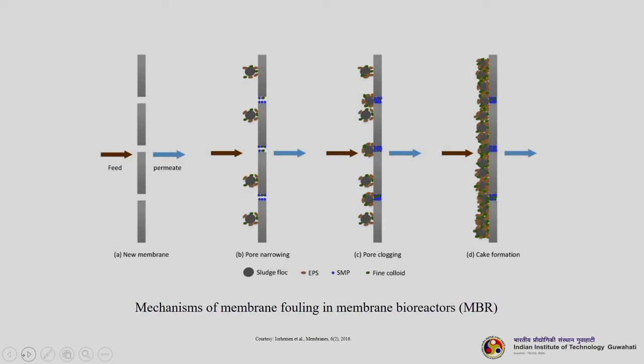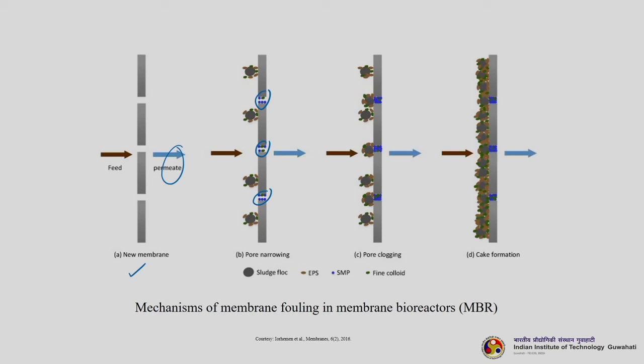So, this is the mechanism of membrane fouling in membrane bioreactors. You can see this is the new membrane, no fouling. So, you will get the cleanest of water, the flux will be very good. Once the operation has started and continues, you see that pore narrowing starts. That means the particles start getting deposited inside the pores. Okay, and the solids start depositing on the membrane surface, in the form of flocs.